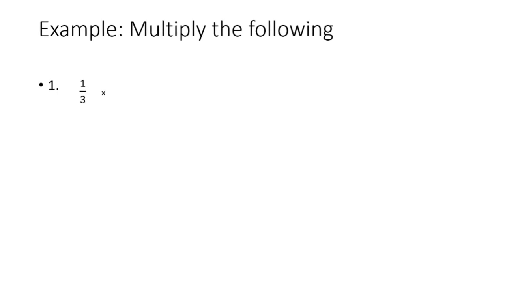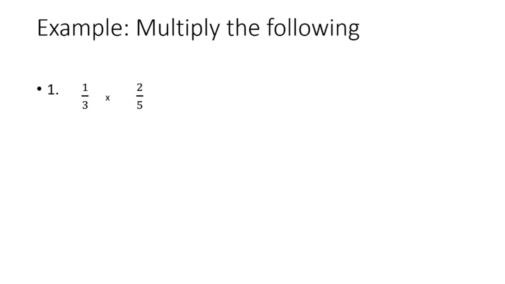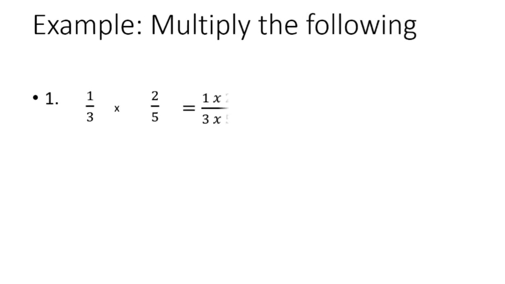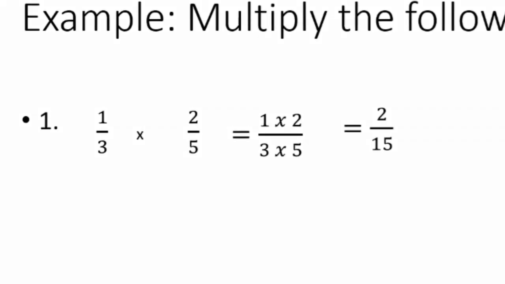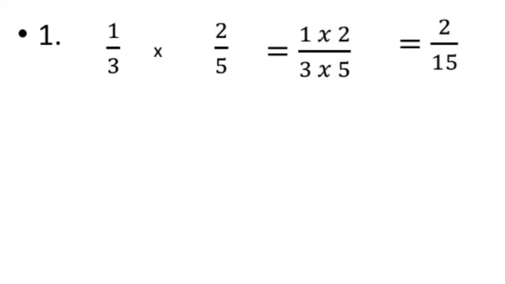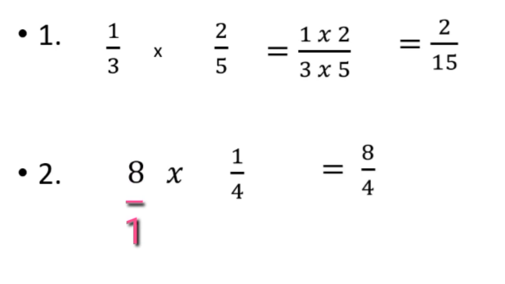Number 1. 1/3 times 2/5 is equal to, so multiply first the numerators, 1 times 2, and then the denominators, 3 times 5. 1 times 2 is 2, and 3 times 5 is 15. Next example, 8 times 1 over 4. Okay, understood na yung ating 8 ay may denominator na 1. So, therefore, 8 times 1 all over 1 times 4 is equal to 8 over 4. 8 divided by 4 is equal to 2.